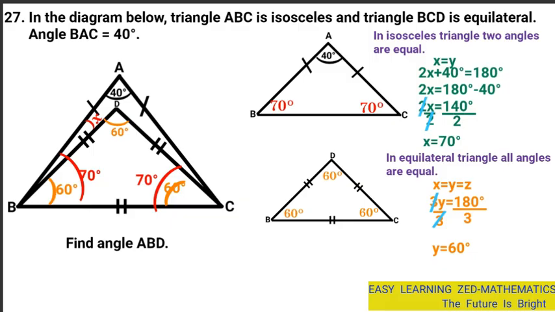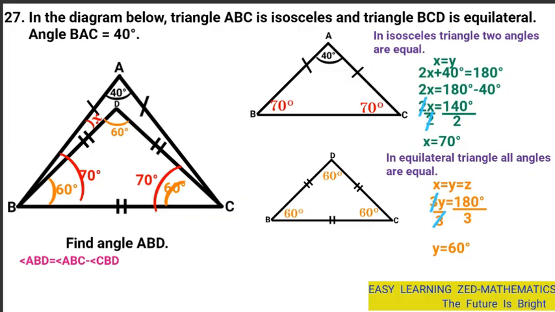Okay, follow me, I'll go slowly. The difference between angle ABC and angle CBD is the value of angle ABD. Okay, so we can write it here like this. We can say angle ABD is equal to angle ABC minus angle CBD.